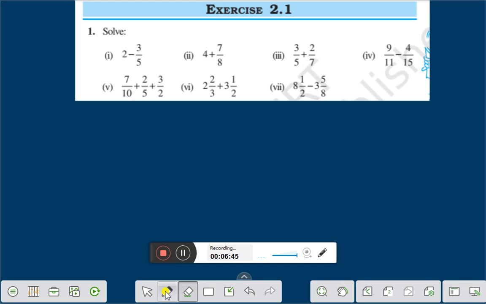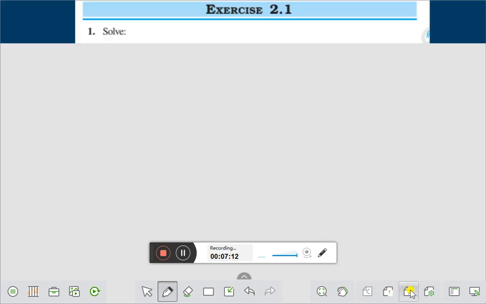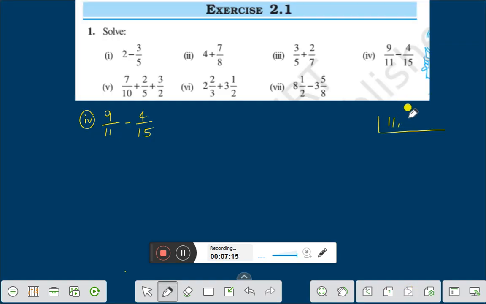Question number 4. Here you'll find that question number 4 is 9 by 11 minus 4 by 15. Now we'll find the LCM of 11 and 15. These two numbers are divided only by 1, that is 11 and 15.